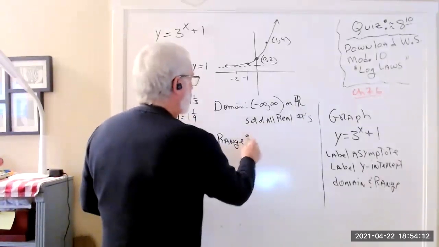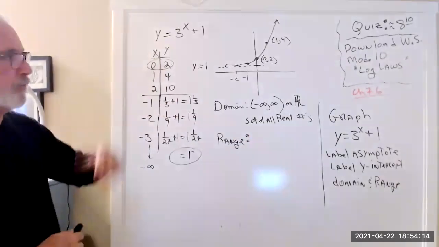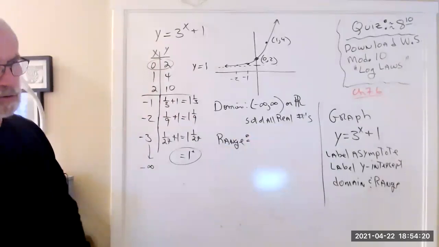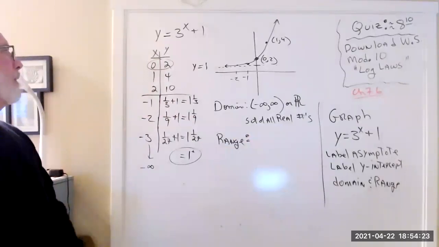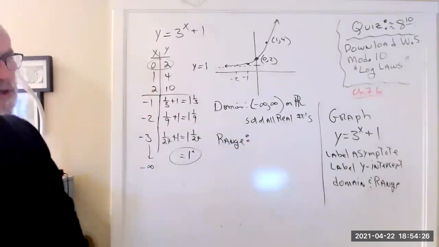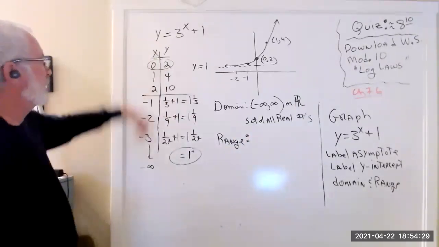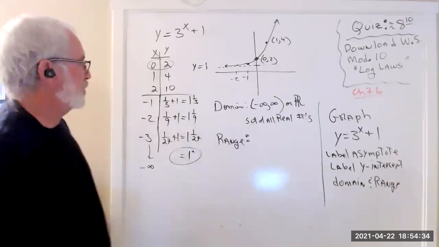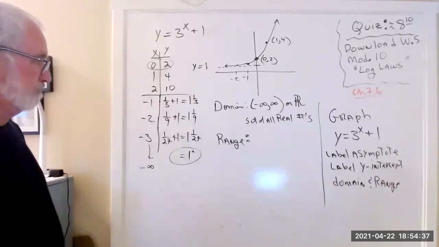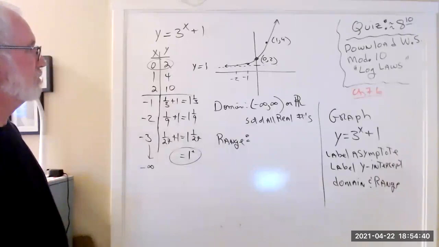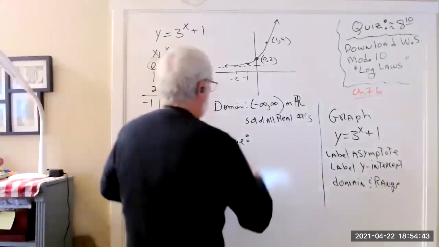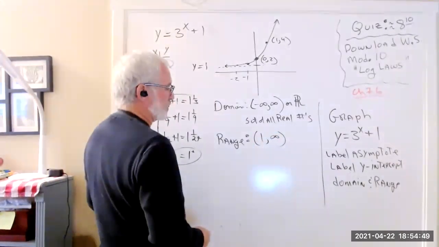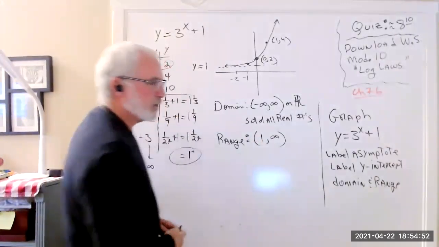Okay, if domain refers to all possible x values for this problem, range refers to all possible y values. I find it easier to look at the graph to study the range than it is to look at the table. The graph shows me better what the range is. Anybody want to take a shot? 1 comma infinity. With parentheses or brackets? Parentheses. Yes, and I would say that's 100% correct.